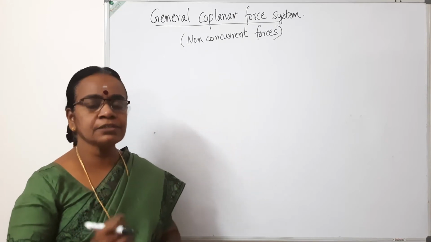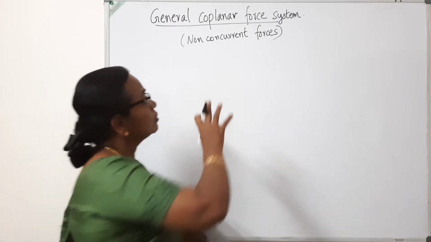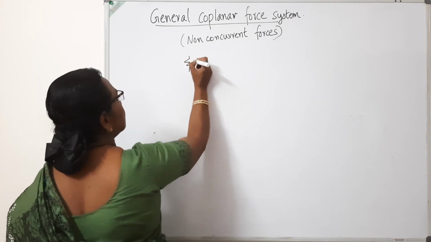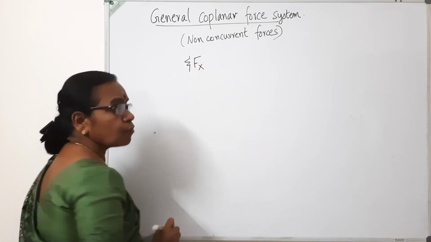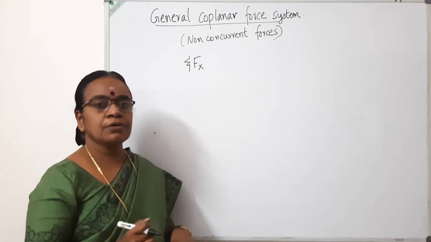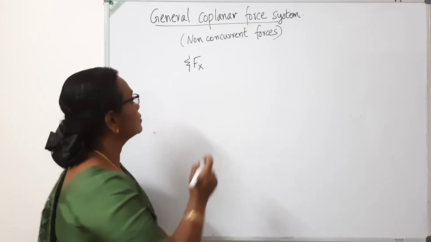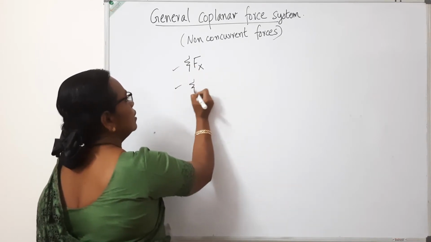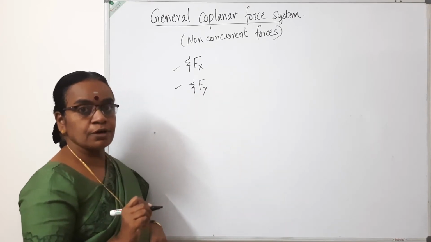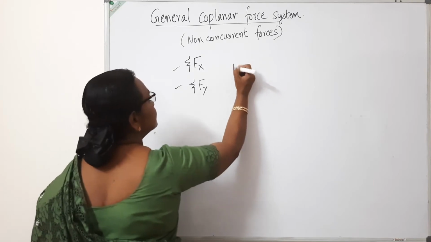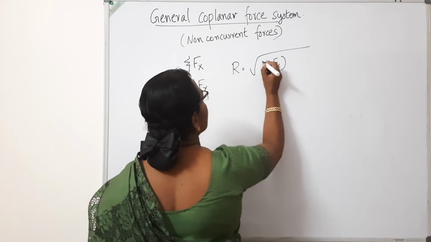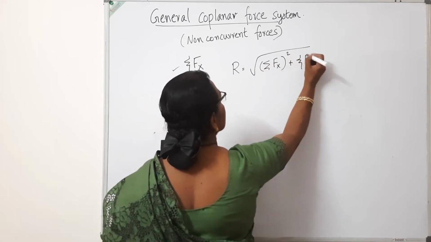So, to find the resultant, the steps are as earlier. Of the general given forces, you find sigma Fx, resolving all the forces. The different forces will be oriented in different directions, so find the sum of the horizontal forces. Second step, find the algebraic sum of the vertical components of the forces. Then the resultant R is the square root of Fx square plus Fy square.